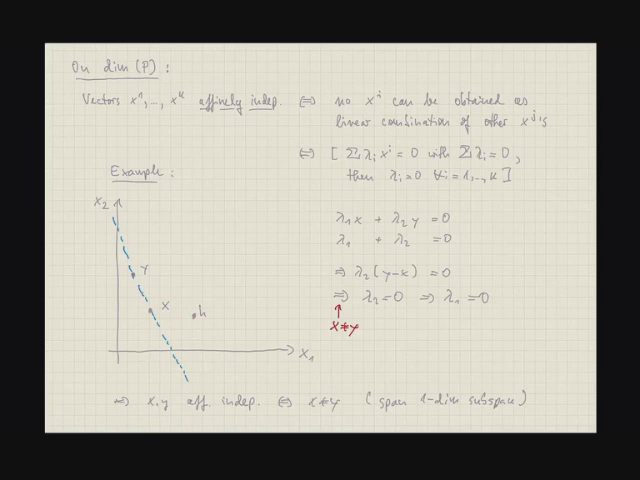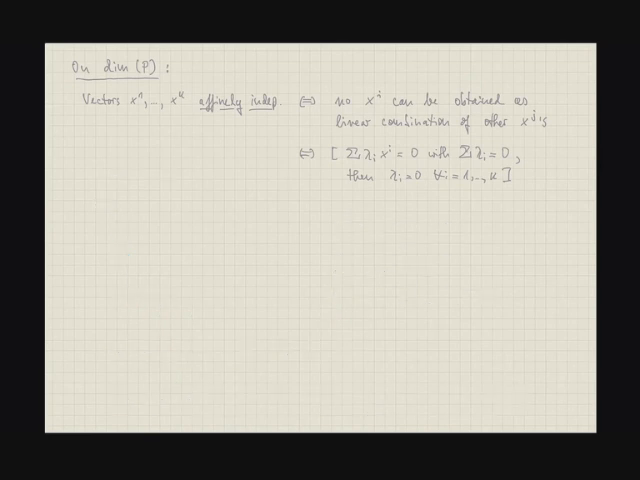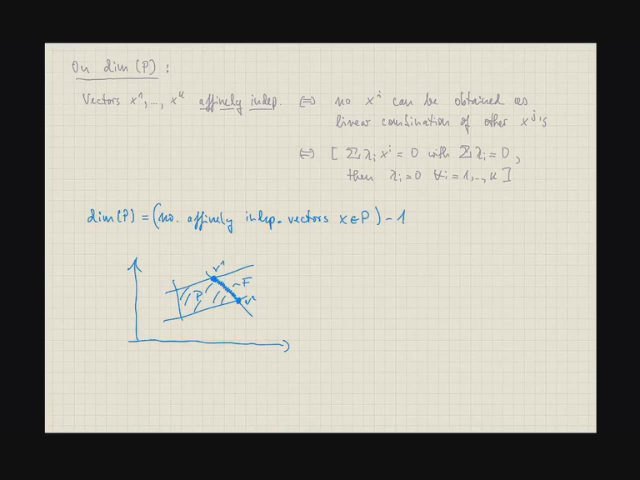So how do I define the dimension of a polytope now? Well, I just take the number of affinely independent vectors, and by convention I subtract 1. So this is the definition. The dimension of a polytope or polyhedron is the number of affinely independent vectors that it contains minus 1. So here is a little example.